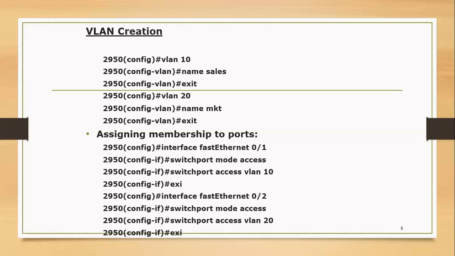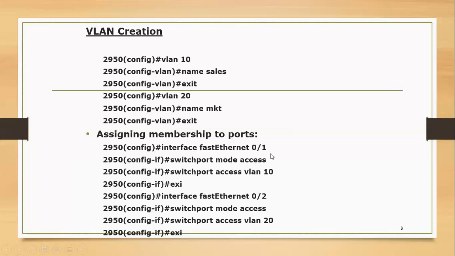For assigning ports to the VLANs, we have to go to the interface. Either you can do it one by one manually, by going to each interface and assigning a VLAN ID to it, or you can take a range of interface numbers. Let's say in sales you have port numbers 1 to 10. So you can take interface range FastEthernet 0/1 to 10, like this. Here they are showing you just individually by taking a single interface.